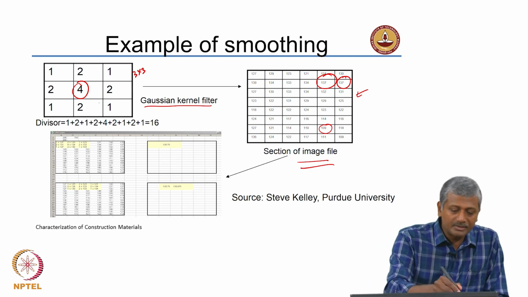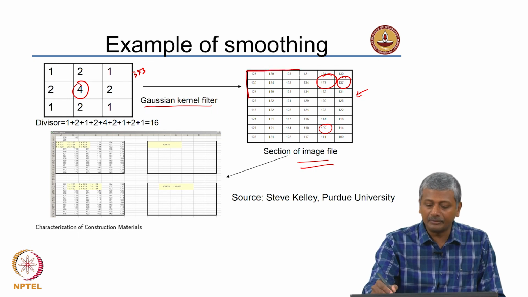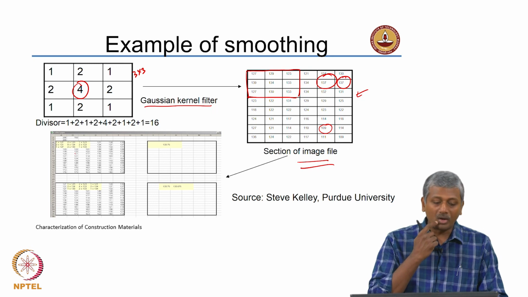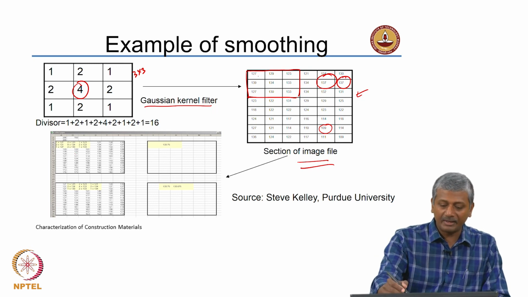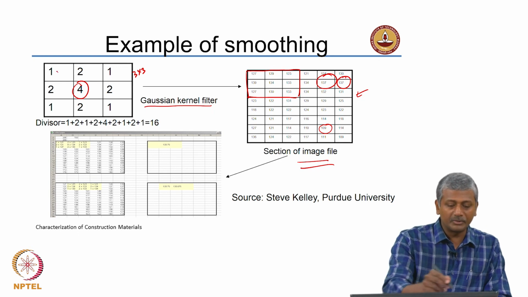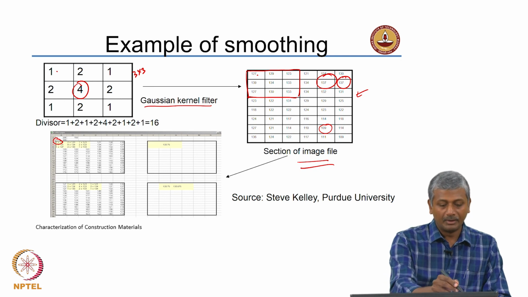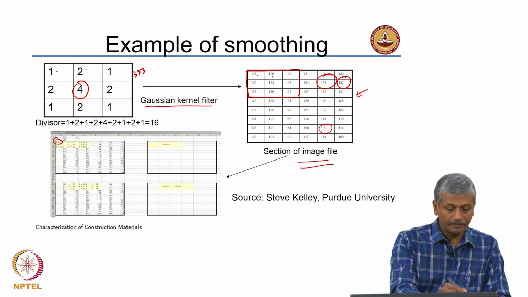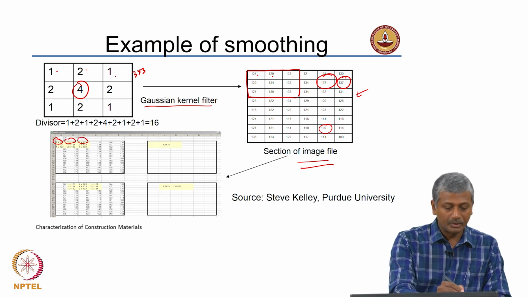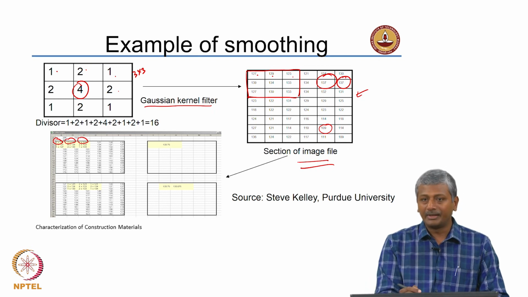So, what we are doing here is taking this 3 by 3 matrix and operating on 3 by 3 segments of the image one at a time. Here, for example, this matrix has been taken and you multiply this number with the first number here: 1 into 127, 2 into 129, 1 into 123 and so on. So, we have operated this 3 by 3 matrix over a 3 by 3 section of your image file.